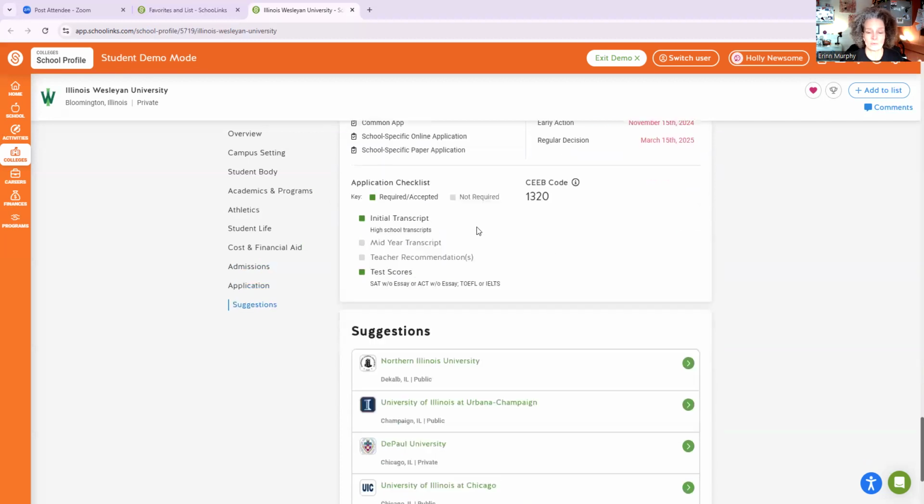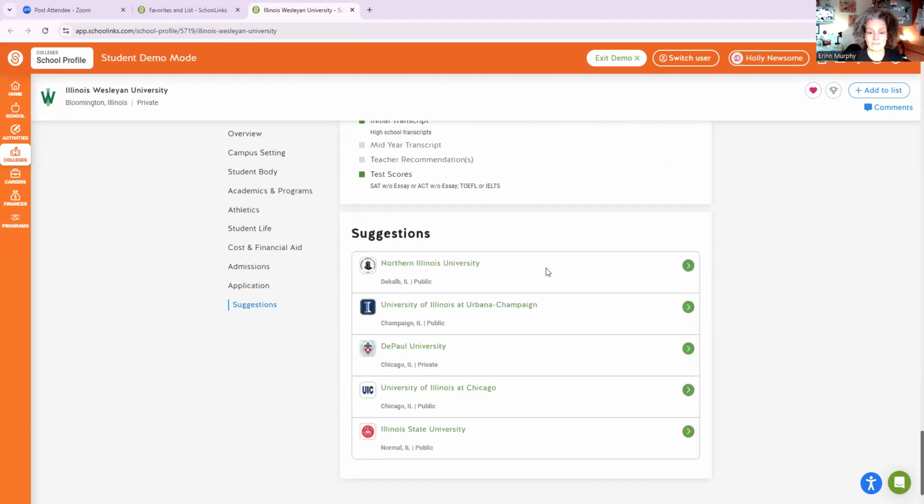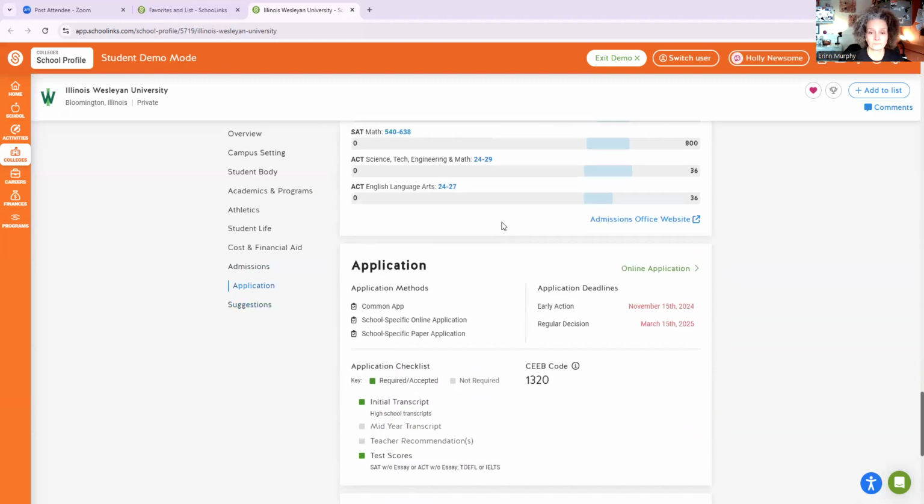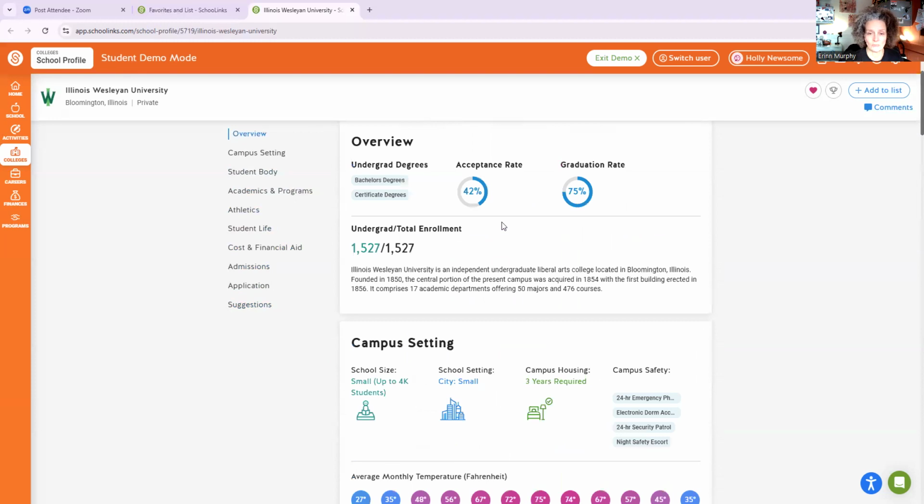Okay, so then we have some application information. How do I apply? That we'll get into later. Some suggestions if you're loving this school, some schools that might also be of interest to you. So that's just that quick overview.